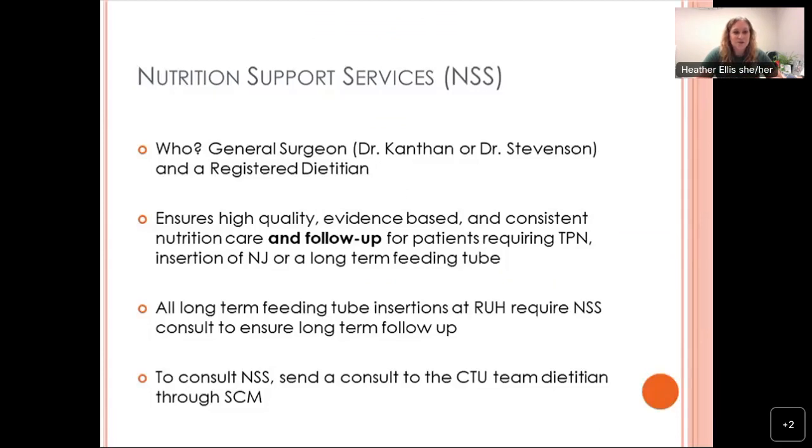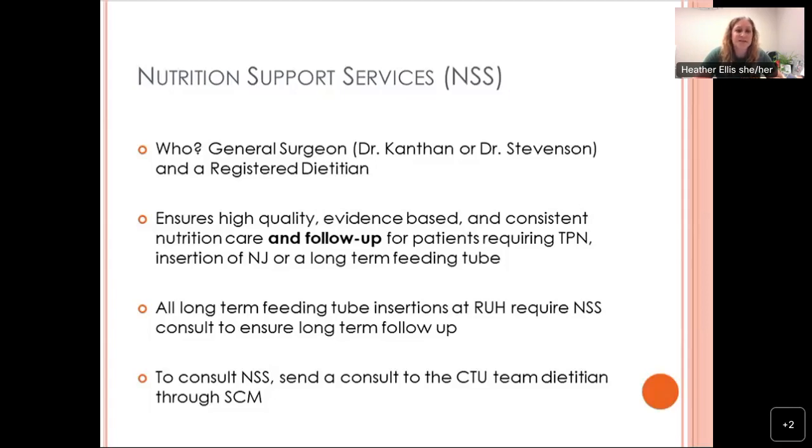So who is the nutrition support services? That would be two general surgeons that we work with. We have Dr. Canthan and Dr. Stevenson, and then the registered dietitian who is either already following that patient or is the dietitian on that team. This ensures high quality, evidence-based and consistent nutrition care and follow-up for patients requiring TPN, PPN, insertion of an NJ, or a long-term feeding tube, such as a PG, a PEG, or a PGJ. All long-term feeding tube insertions at RUH require a nutrition support consult to ensure long-term follow-up.